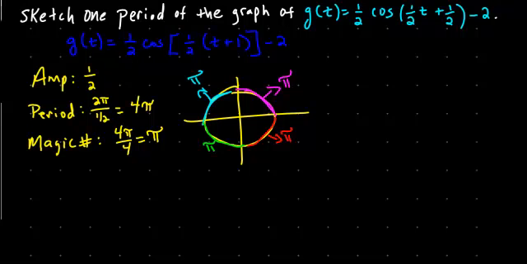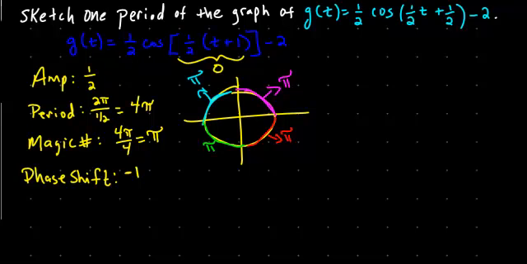Phase shift is next. Remember, that's my horizontal shift. Okay, I look inside the cosine and ask myself, how do I make that 0? Well, I'll make that 0 by making t a -1. That means it's going to move my cosine function back on the horizontal axis a length of -1.